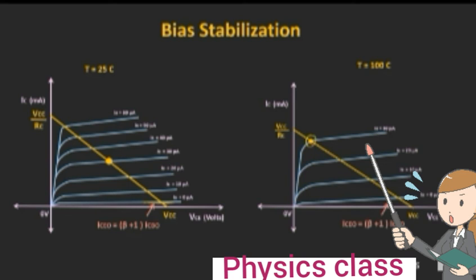Now suppose we use the same circuit for amplification at this temperature, then there will be considerable distortion of the output, and that's why, to operate the BJT in an environment where the temperature is continuously changing, stability is a very important parameter.